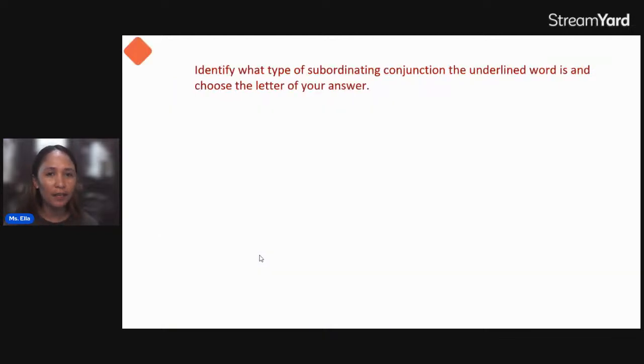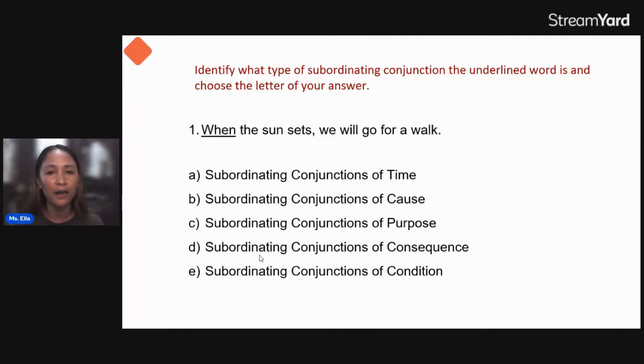Now, today, let's identify what type of subordinating conjunction the underlined word is and choose the letter of your answer. Write the number of the item and the letter of your answer. Let's have number one: when the sun sets, we will go for a walk. Again, when the sun sets, we will go for a walk.